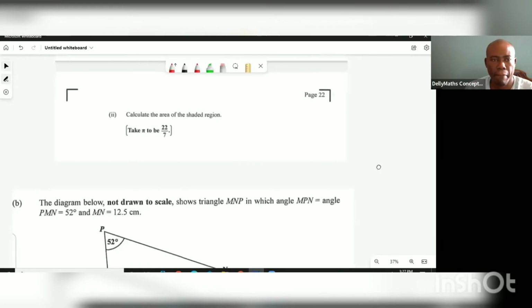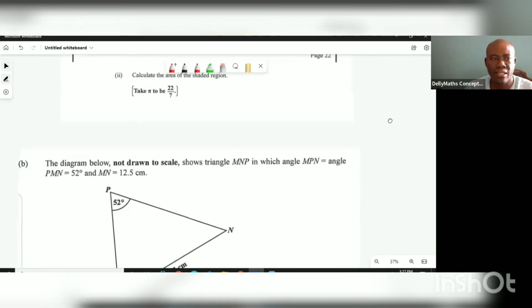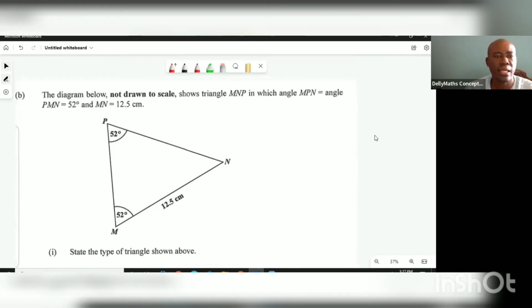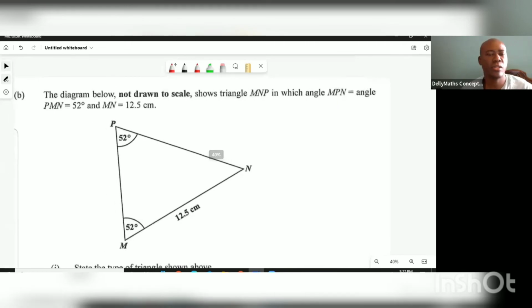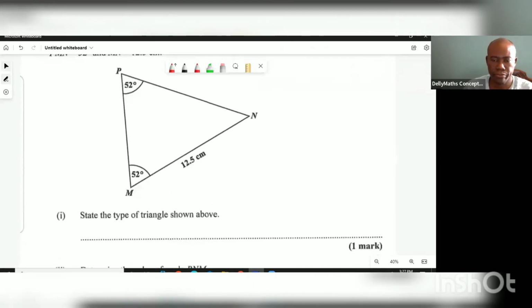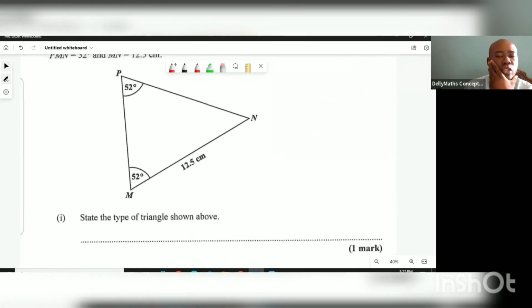All right. Now let's look at this other question. It says the diagram below, not drawn to scale, shows a triangle MNP in which angle MPN is equal to the angle PMN, which is 52, and MN is 12.5 centimeters. So you're looking at this, right? So this diagram here is what we're dealing with. State the type of triangle shown above.